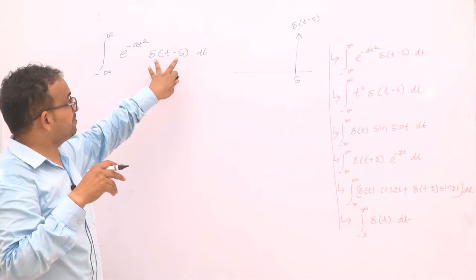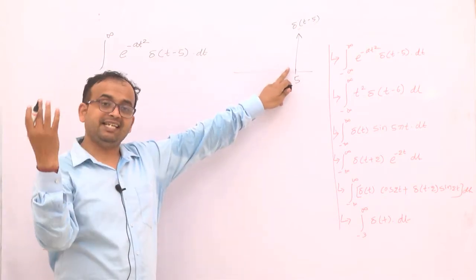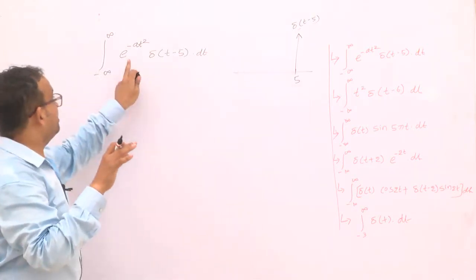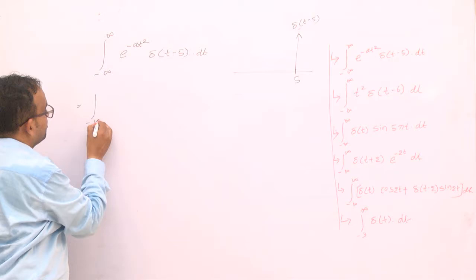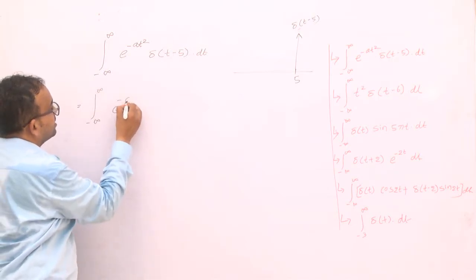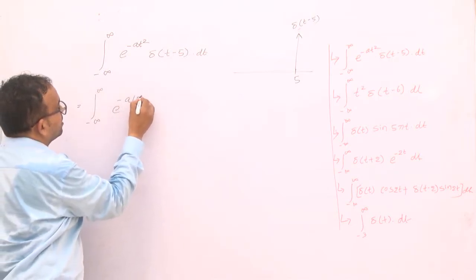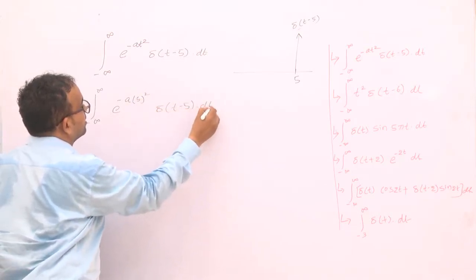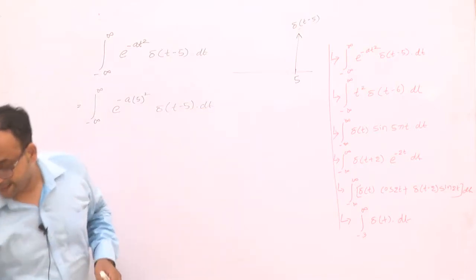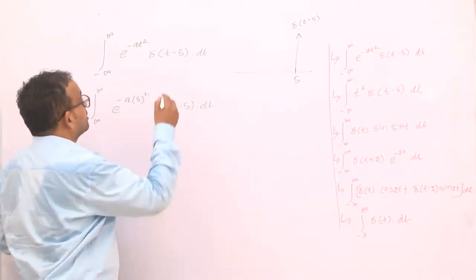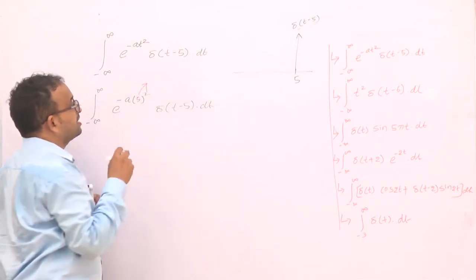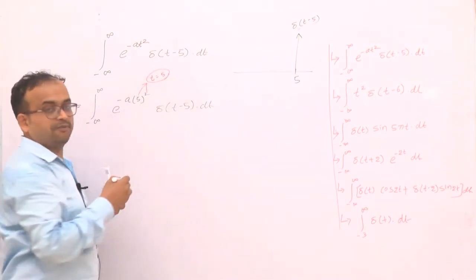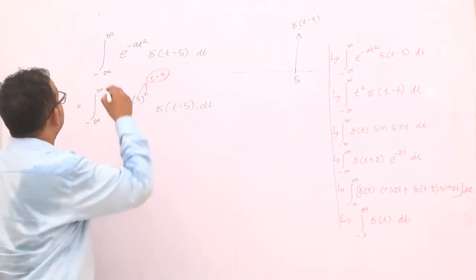Now when this function is multiplied with any x of t, as I already told, the t will be replaced by 5. So what can you write now? This can be written as the integral from minus infinity to infinity of e to the minus a into 5 square, delta of t minus 5, dt. Remember this: t is replaced by t equal to 5. We have to replace it, right? This is nothing but property 3. We are using property 3.